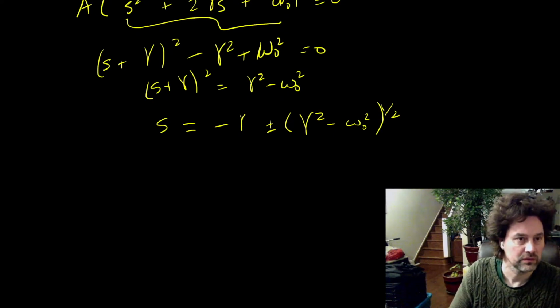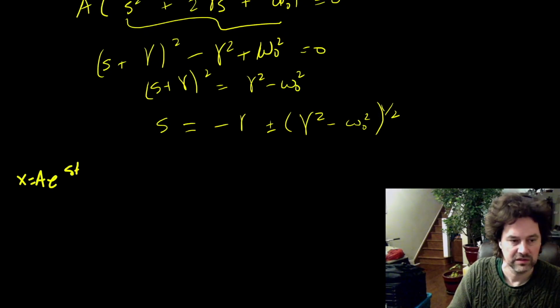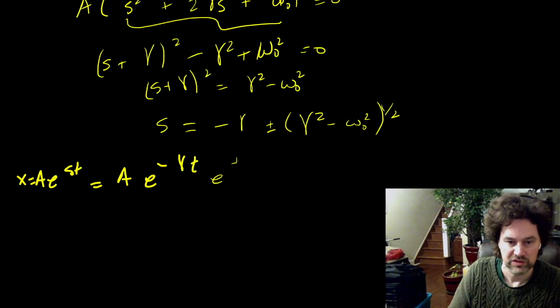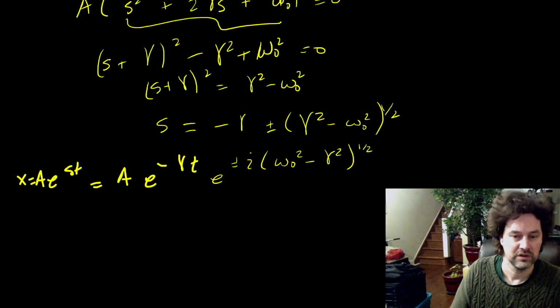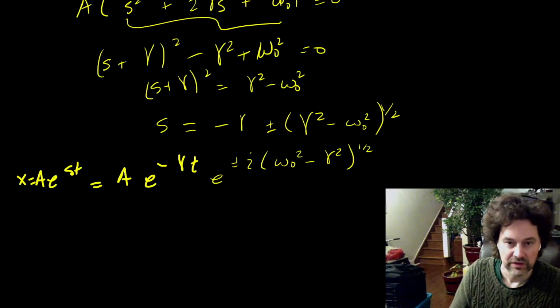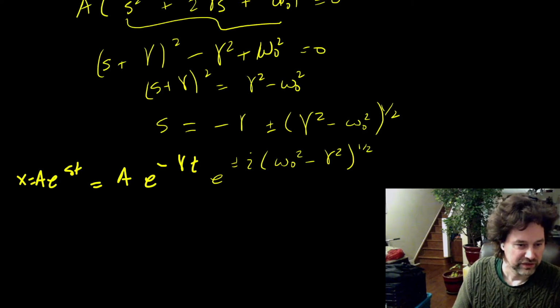If we plug this back in, we have x equals a e to the st, which is e to the minus gamma t times e to the plus or minus, let's factor out an i here, omega naught squared minus gamma squared to the 1/2. So if our damping term gamma is 0, then we have a minus in the square root, and so we'll assume that gamma is a perturbation around the intrinsic angular frequency omega naught.